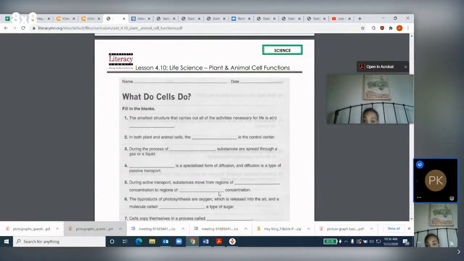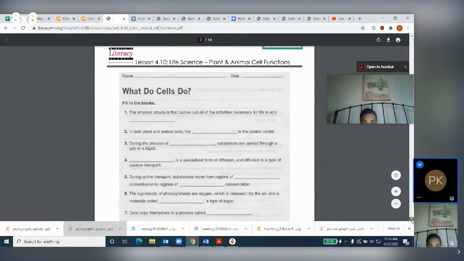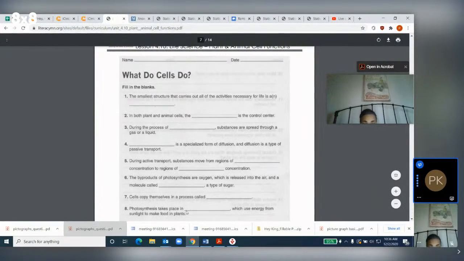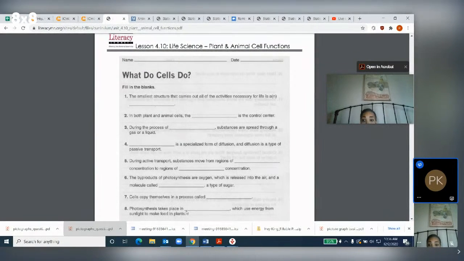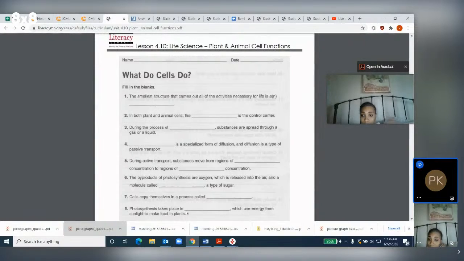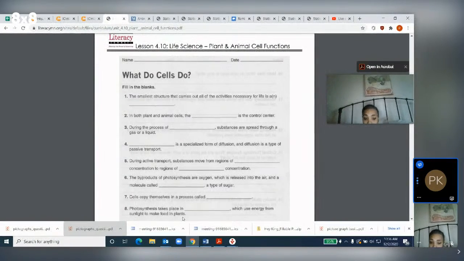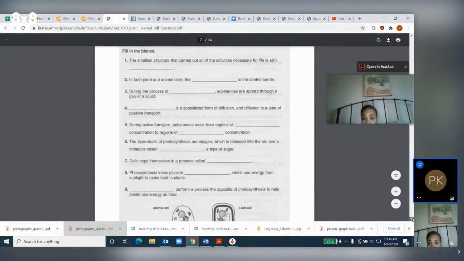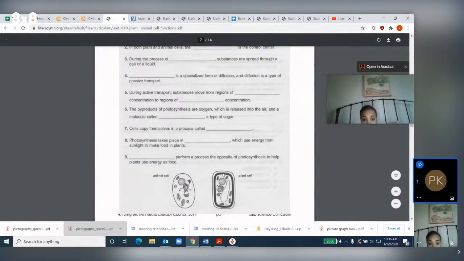Okay. 6, the byproducts of photosynthesis are oxygen, which is released into the air, and a molecule called blank, which is a type of sugar, and that'd be glucose. Cells copy themselves in a process called cell division. Okay. Photosynthesis takes place in, that's chloroplasts, which use energy from sunlight to make food in plants. 9, blank perform a process the opposite of photosynthesis to help plants use energy as food, and that would be mitochondria. Okay.